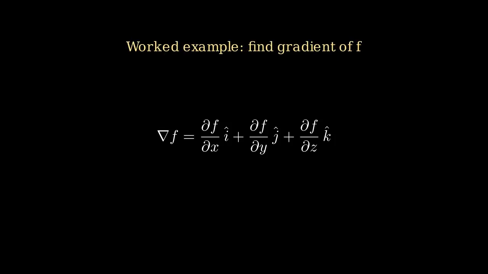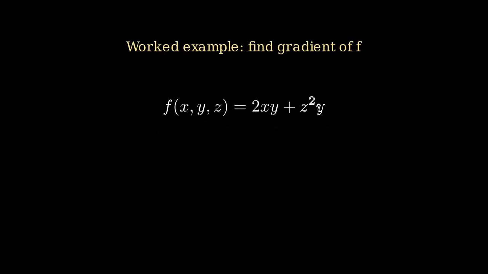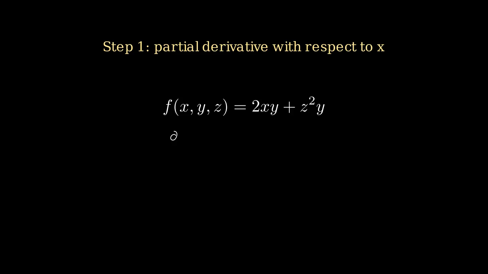Let's make this concrete with a worked example. Task: find the gradient vector field for f equals 2xy plus z squared y. Step 1. Find ∂f/∂x. Freeze y and z and differentiate. The 2xy term gives 2y, and the z squared y term has no x in it at all, so it vanishes completely, giving ∂f/∂x equals 2y.